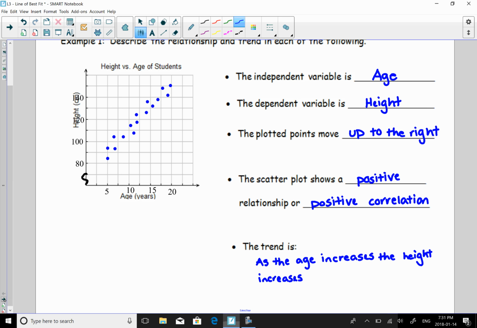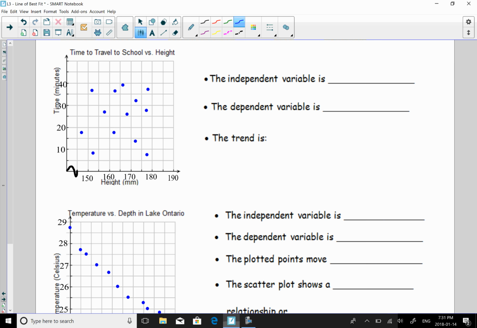So the next example, you'll see the scatter plot here. I can't describe it as any trend because the points are all over the place. First, let's talk about it. It has to do with time travel to school versus height. Well, I can already tell from the title that there should be no relationship.